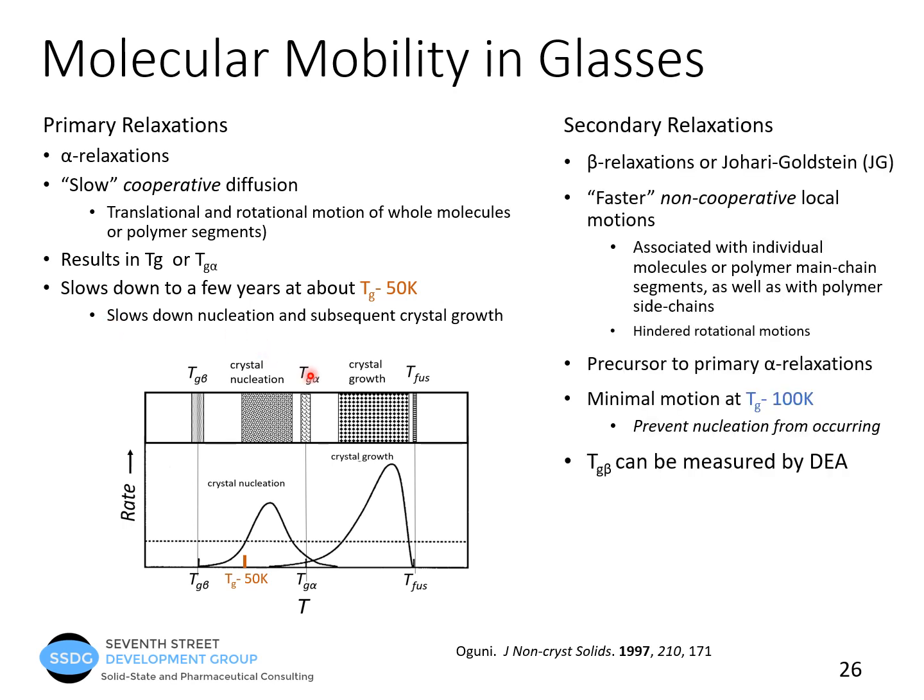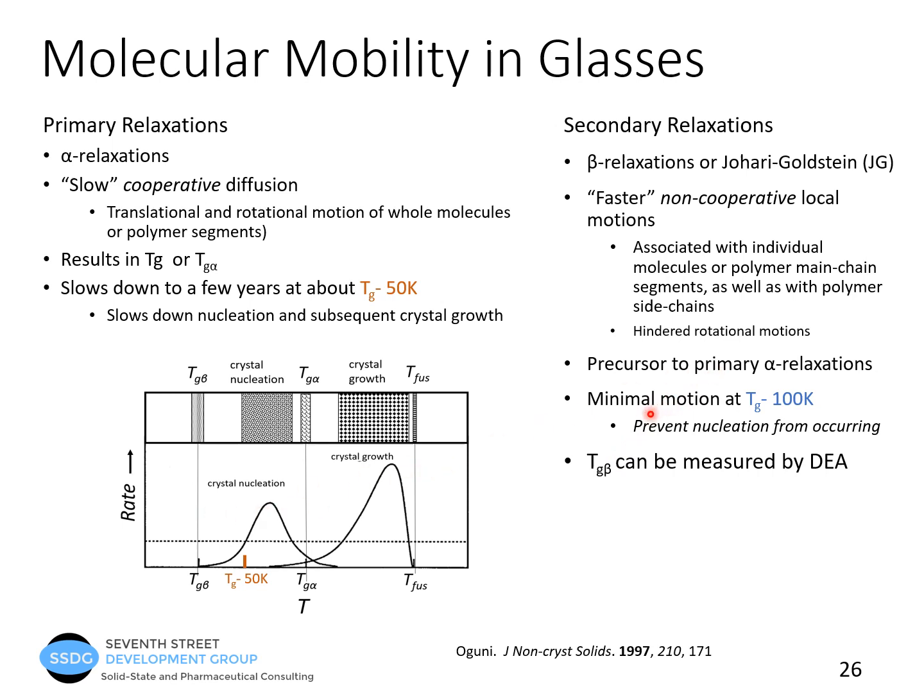As we move down to lower temperatures, we have secondary relaxations, which are called beta relaxations or Johari-Goldstein, JG relaxations. They're faster and they're not cooperative, local motions. They're associated with very individual molecules, polymer main chain segments, as well as their side chains, and they're very hindered rotational motions. These are the precursor to primary alpha relaxations.